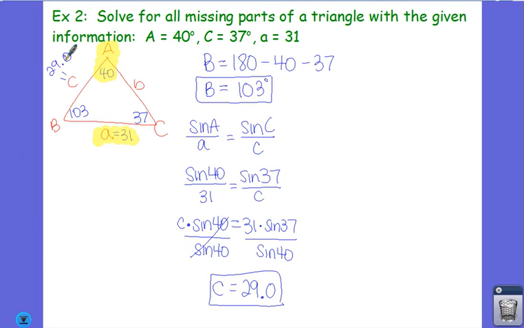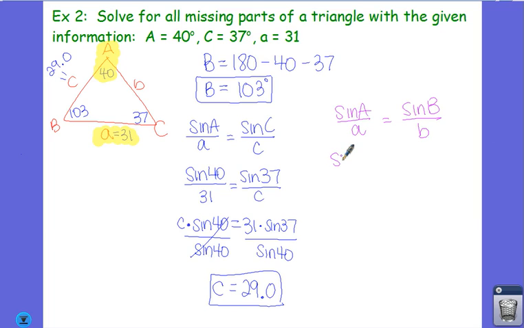So here's what I would like you guys to do. I want you to pause the video and try and find the B side. So if you don't know where to start, you're going to keep your A parts and you're going to change to your B parts. So pause the video and solve for that B part. Okay, so let's see how you did.